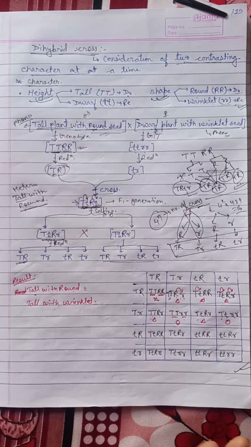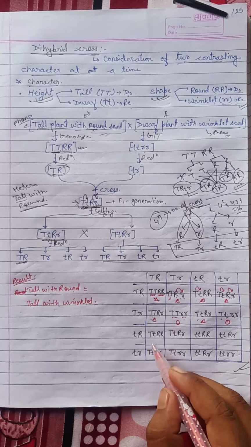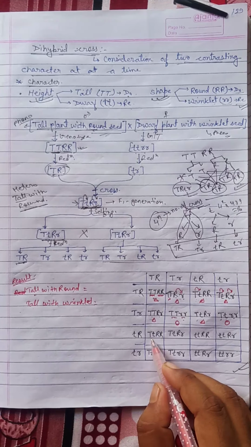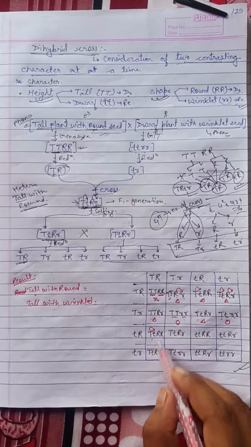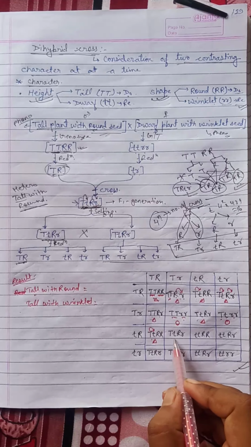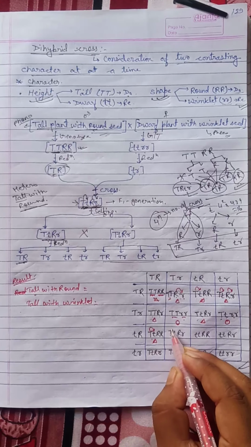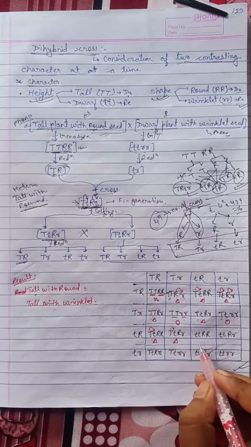Are you understanding or not? Okay. What will be this? This will also be tall and round. That means triangle. What is this? This is tall and this is round. Tall, round. And what is this?